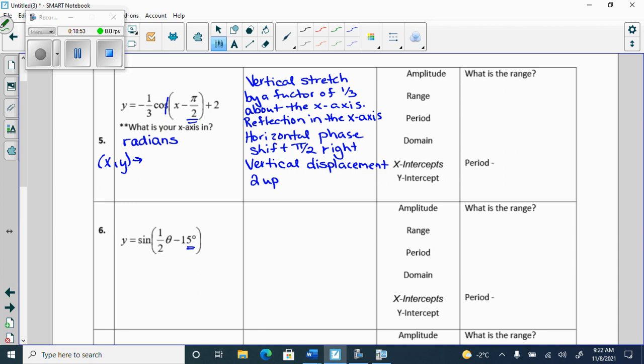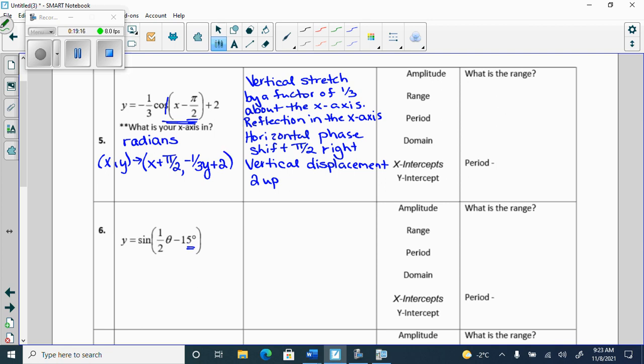Vertical displacement 2 up. So x, y becomes x, and what do I have to do to it? Plus pi over 2, yeah. It's the only thing that's in the bracket with the x, so it's the only thing that's going to happen to my mapping. And then I'm going to multiply my y's by negative 1/3 and add 2.